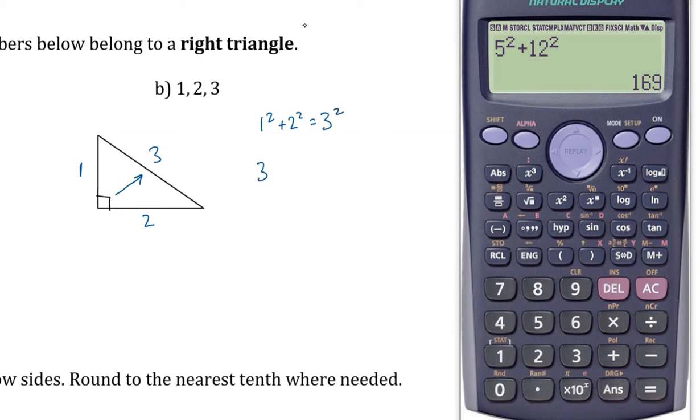Well, I know 3 squared is 9. That's one that we've talked about before. If I don't know that, I do it on my calculator, but I already know that one. 1 squared plus 2 squared. So 1 squared is 1. 2 squared is 4. 1 plus 4 is 5. Or 1 squared plus 2 squared, just do it on my calculator. 5. Therefore, this one is not a right triangle.